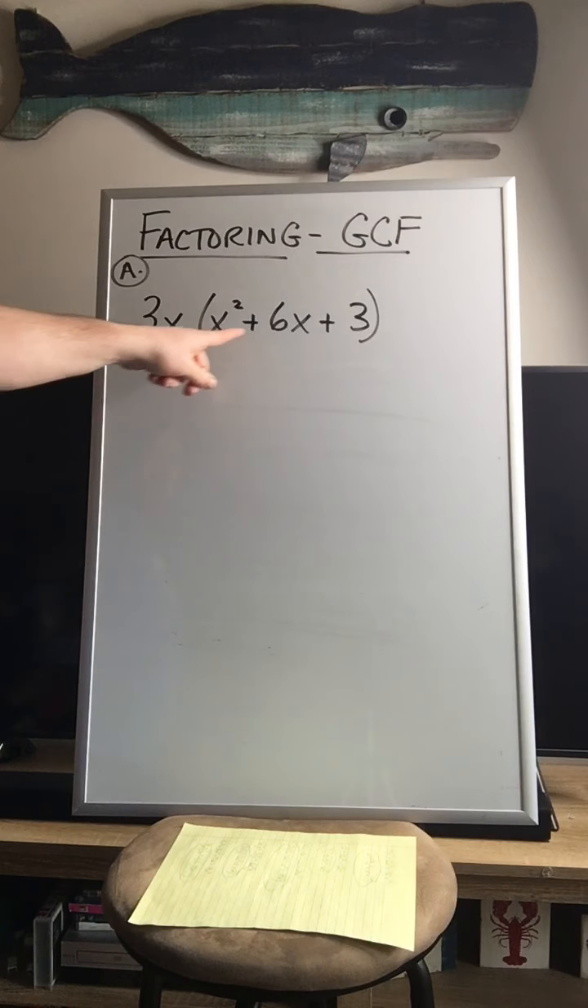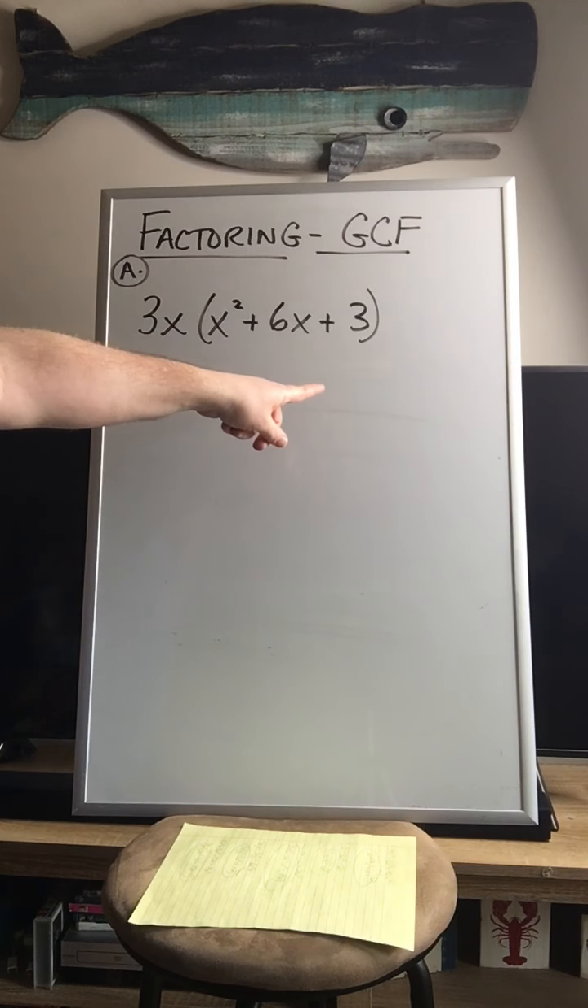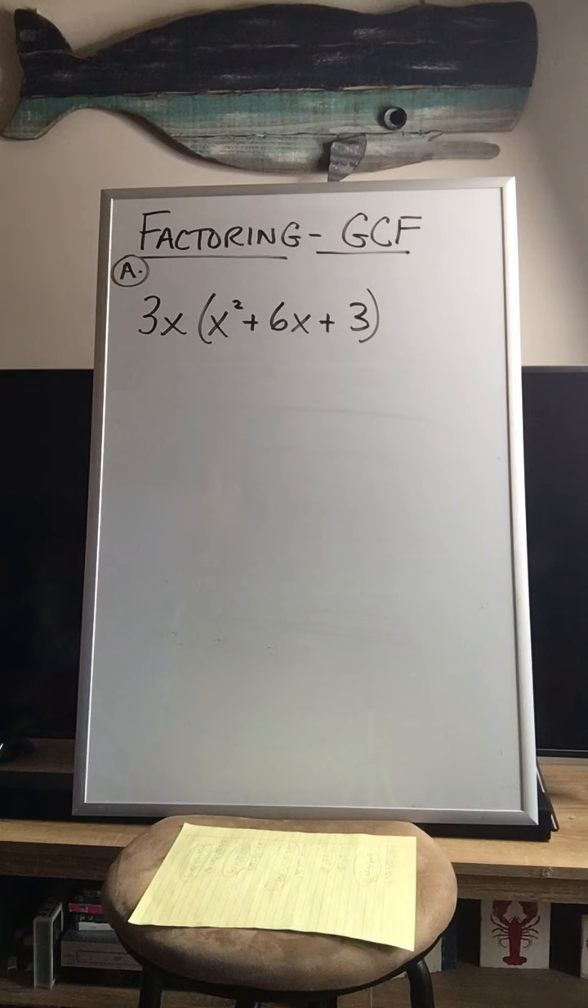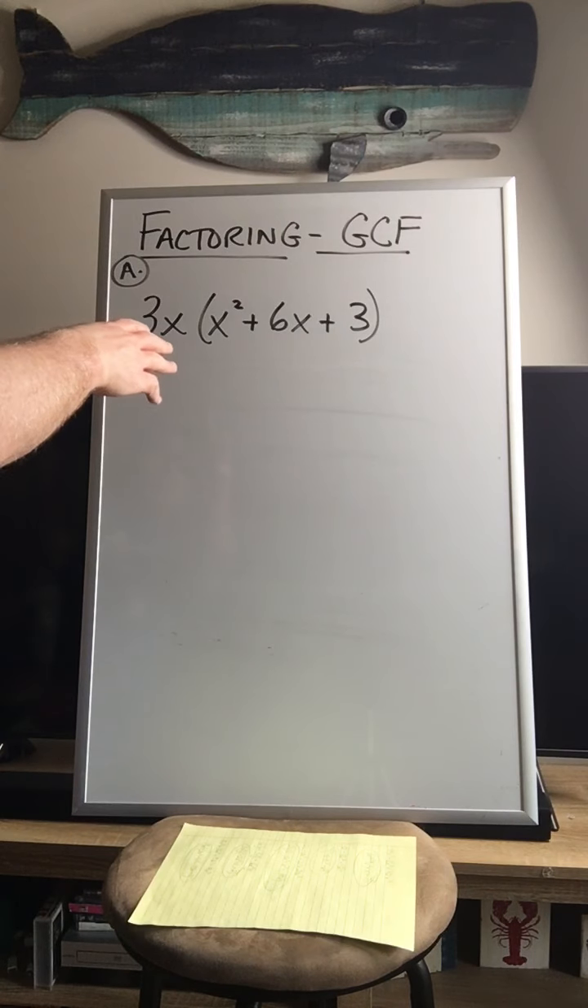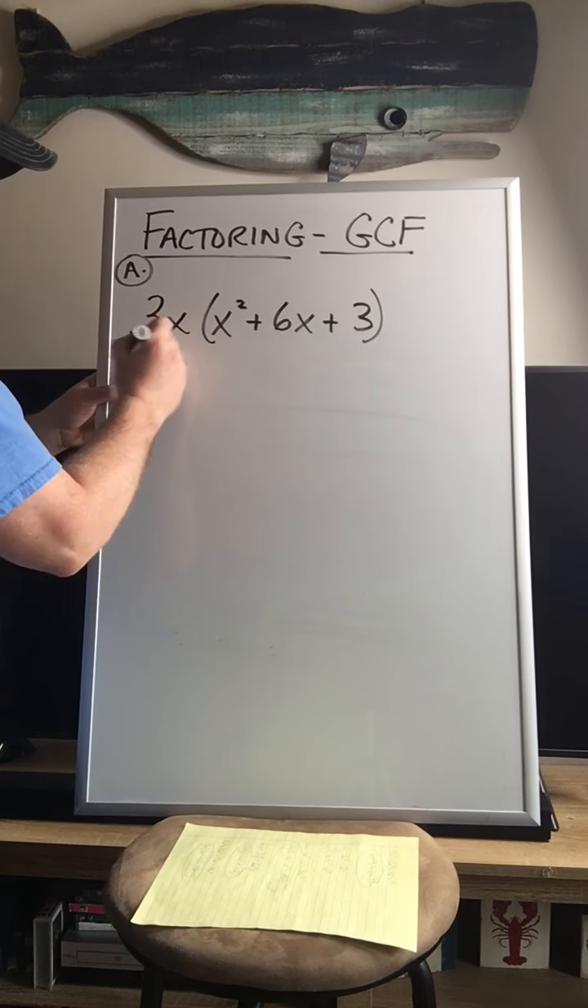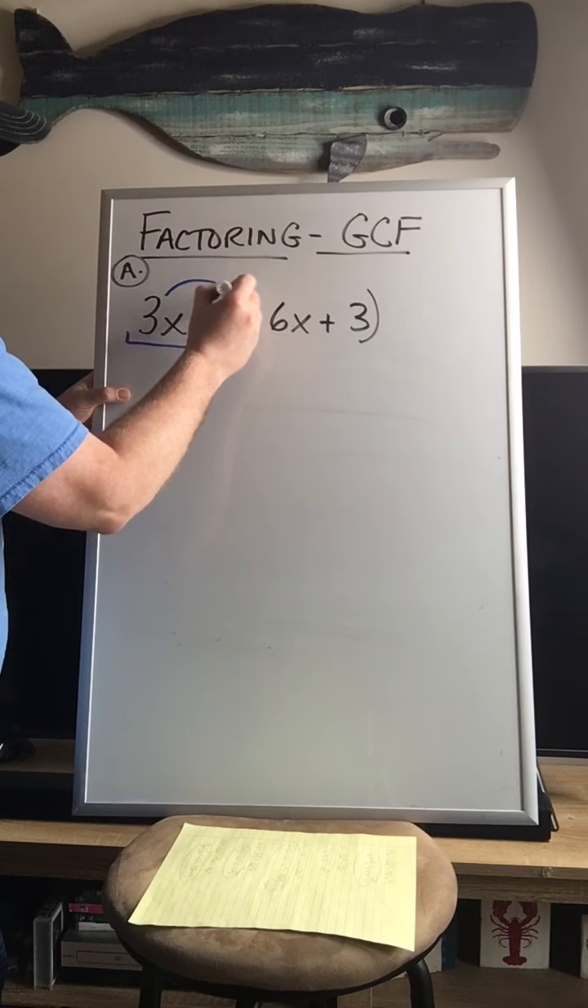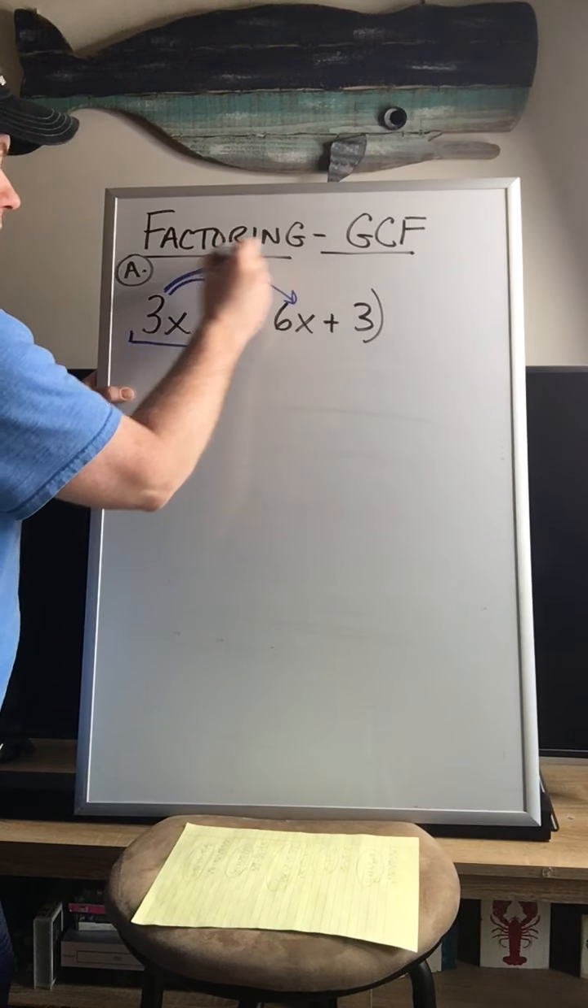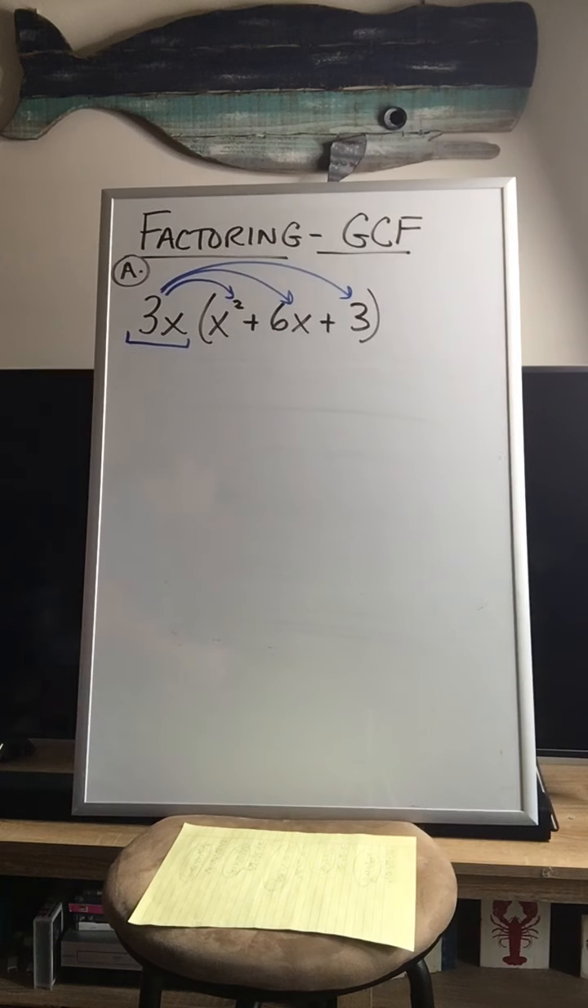First of all, this is a problem that we were doing in the first part of this unit. We would be multiplying polynomials together. So if I gave you this problem to do, you would take the 3x here, and you would distribute it to each of the terms in that polynomial to get your product, right?